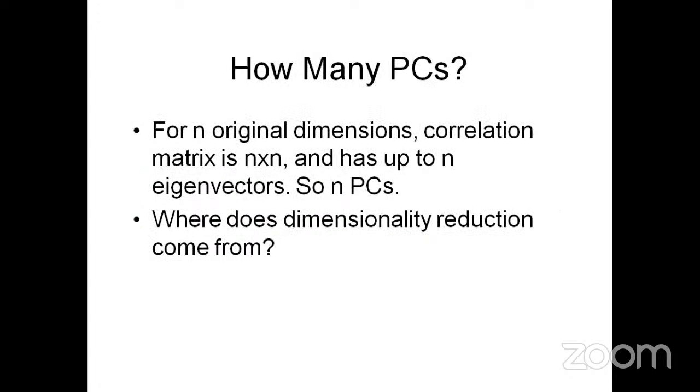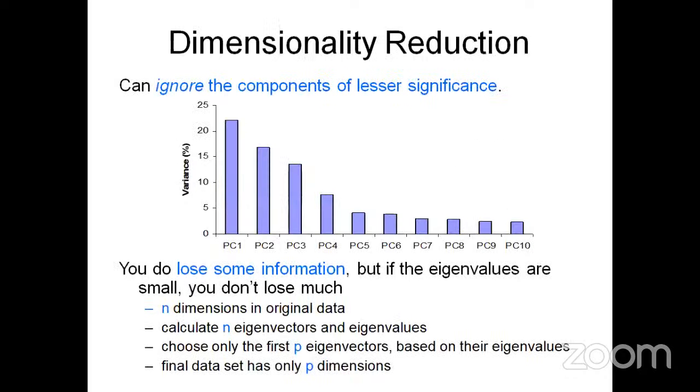How many? It is unspecified. It depends on us how many data sets we provide. For n original dimensions, the correlation matrix is n x n, and it has up to n eigenvectors. So n PCs means it depends on how many data sets we give. Where does the dimensional reduction come from? So we can ignore the components of lesser significance.